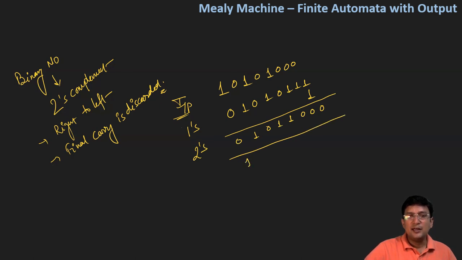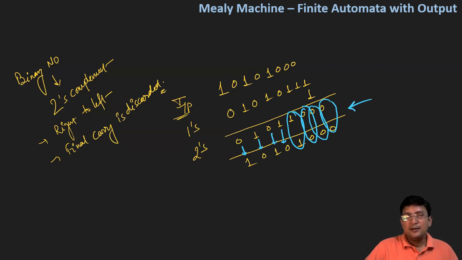If I analyze the original number with the 2's complement number, then you can see that there is a similarity: the 0 is 0, this 0 is 0, this 0 is also 0, and this 1 is 1. And after this, all 1's have been converted to 0, and all 0's have been converted to 1. It means that if I process the given number from the right, then if I get a 0, I should remain at 0 only. It means I should not change this number. If I get another 0, let it be 0 only. If I get another 0, let it be 0 only. If I get a 1, let it be 1 only. But after this, the changes will occur. It means zeros will be converted to 1 and 1s will be converted to 0. So this is what we can see here.